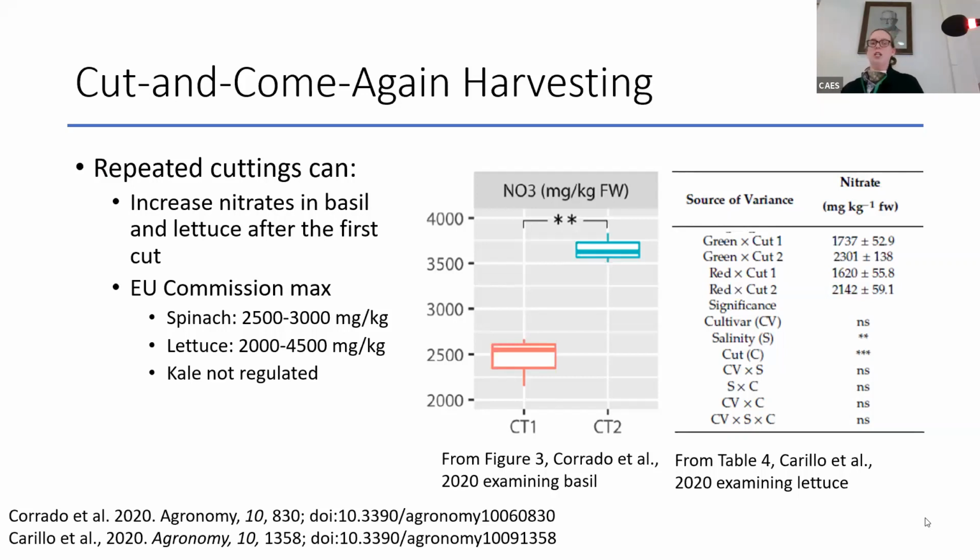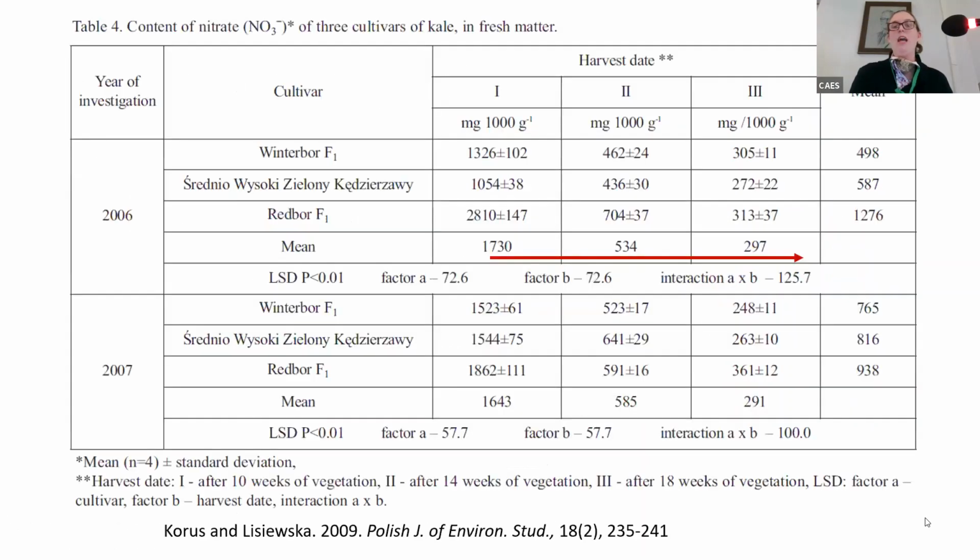So these 2 studies looked at basil and lettuce. And although the second study wasn't significant, there was a slight increase in nitrate levels with the second cut. This suggests to me that if they had continued the experiment with further cuts, there might have been further increases. But an experiment that looked at kale actually found the opposite. Nitrate levels decreased from the first to second to third cut.